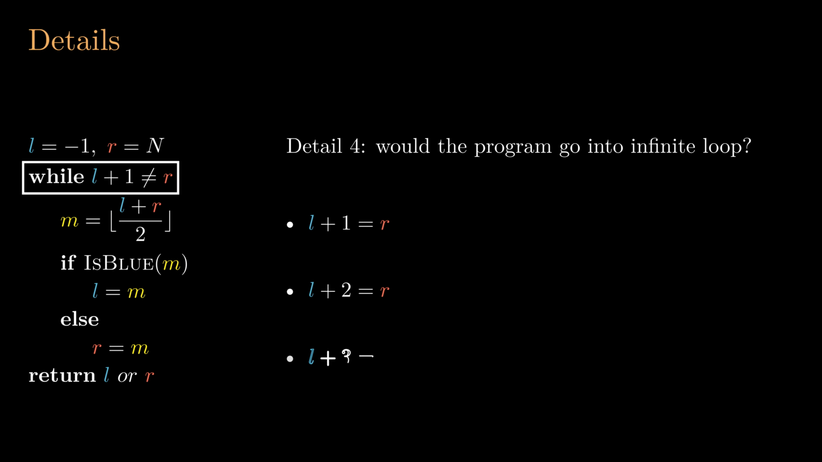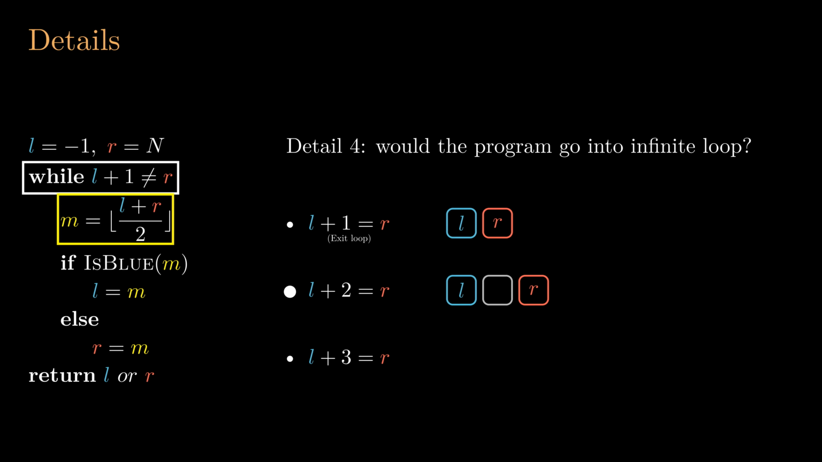Let's consider the following scenarios: L plus 1 equal to R, L plus 2 equal to R, and L plus 3 equal to R. In the first scenario, L plus 1 equal to R, the while loop would terminate immediately. In the second scenario, L plus 2 equal to R, there is one element between L and R. When the loop starts, we calculate m to be the sum of L and R divided by 2. We'll see that m is exactly the element between L and R. Then, we will either let L equal to m or R equal to m, which means when the iteration ends, we will arrive at the first scenario and exit the loop.